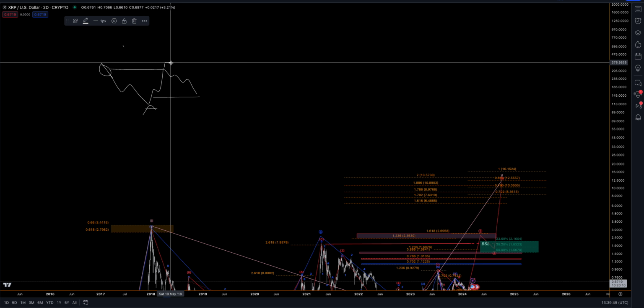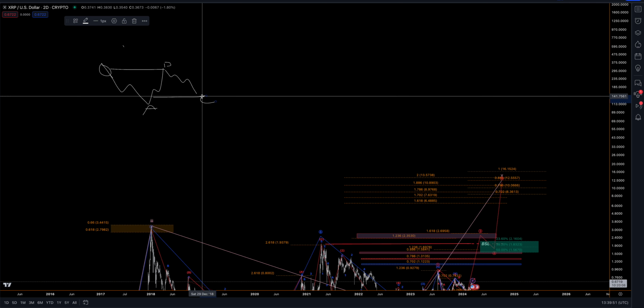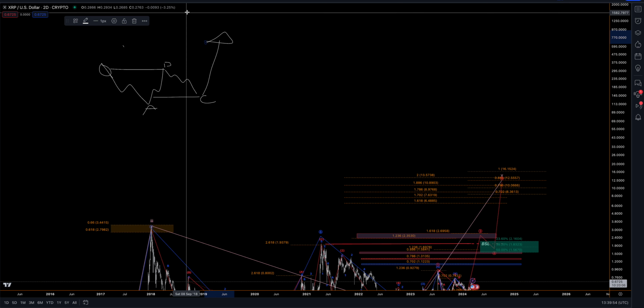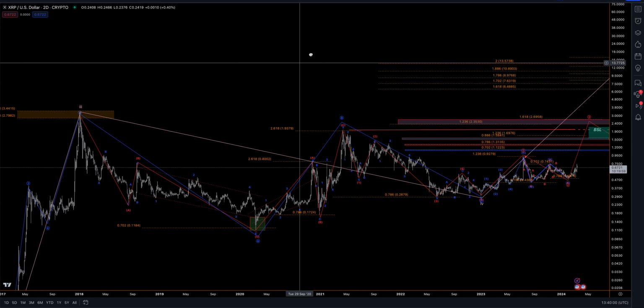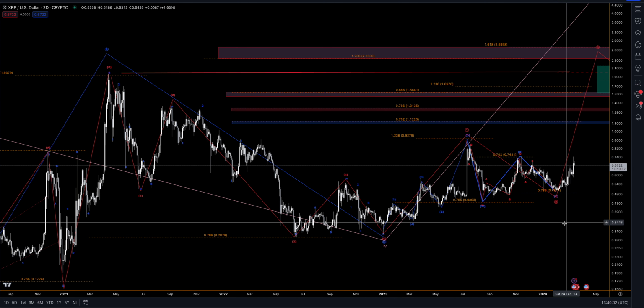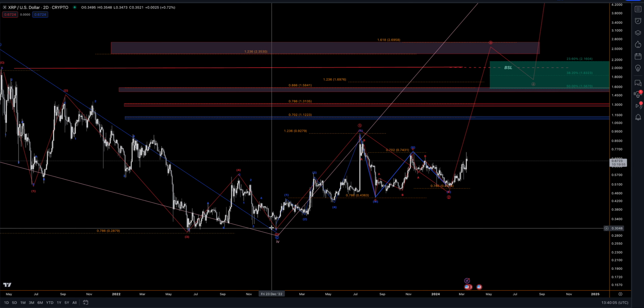This would be your A, this would be your B, and then this would be your C before you start your next impulse to the upside. Okay, so that's exactly what we were doing with XRP. In January 2023, we had the bottom come in.